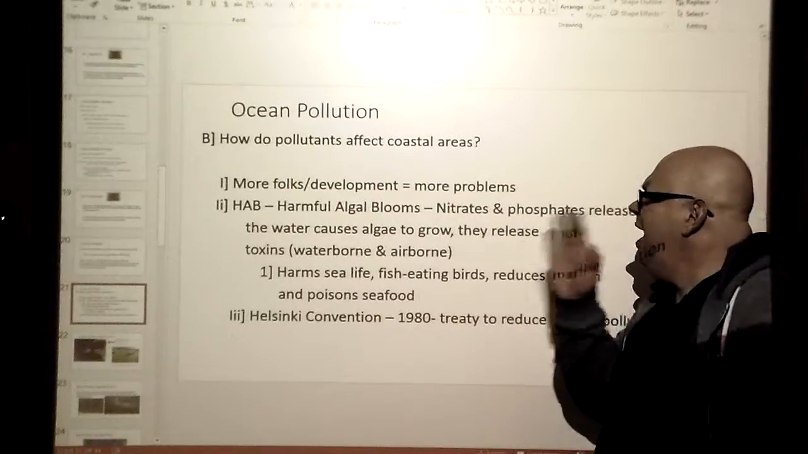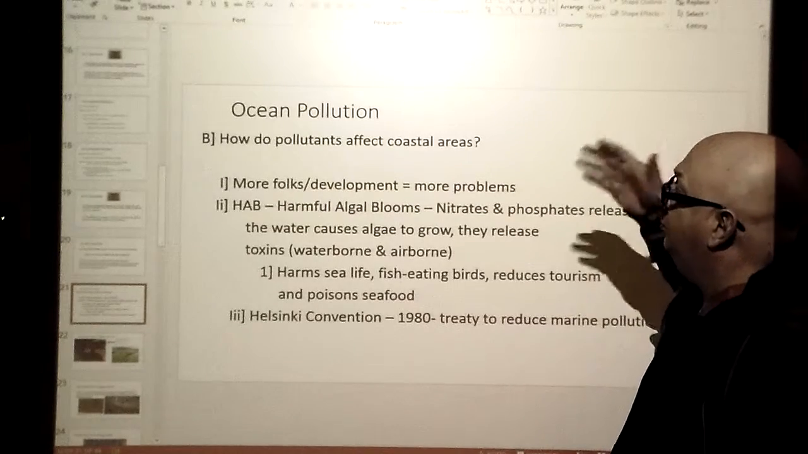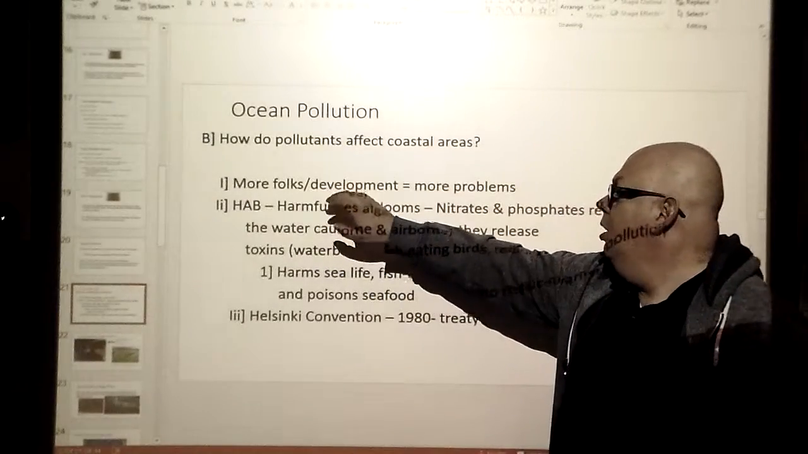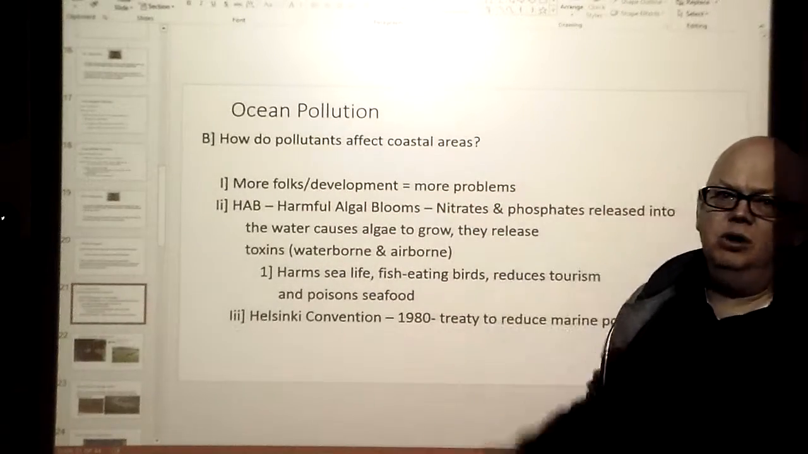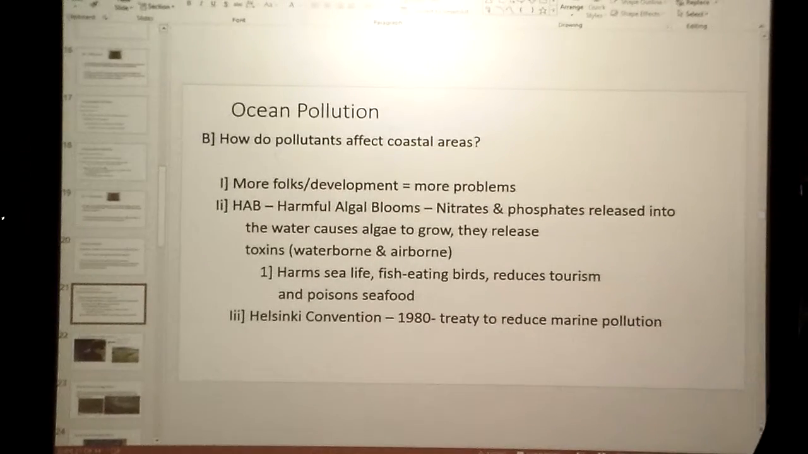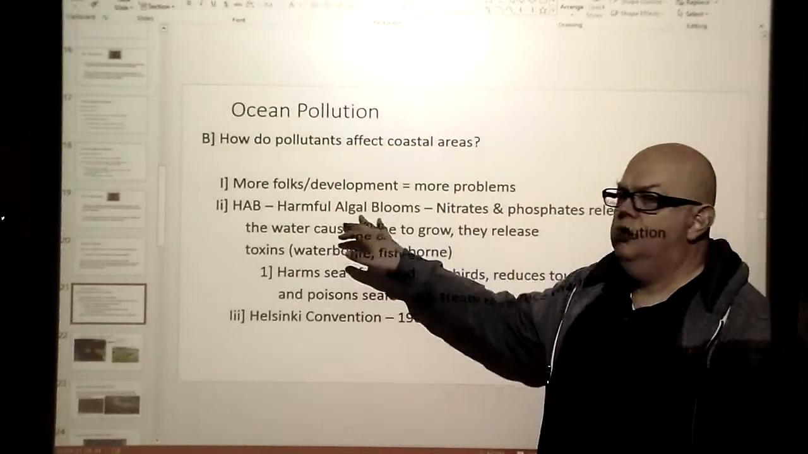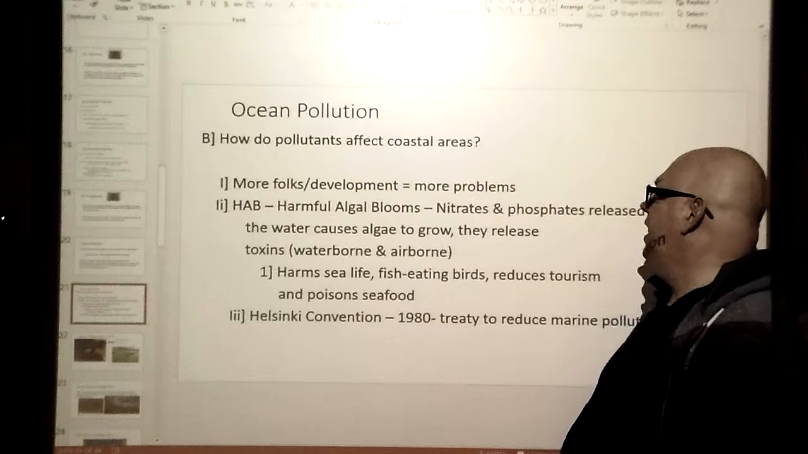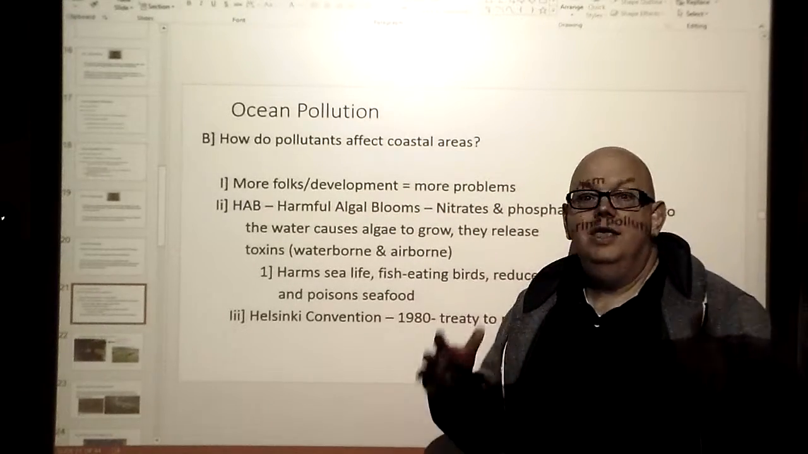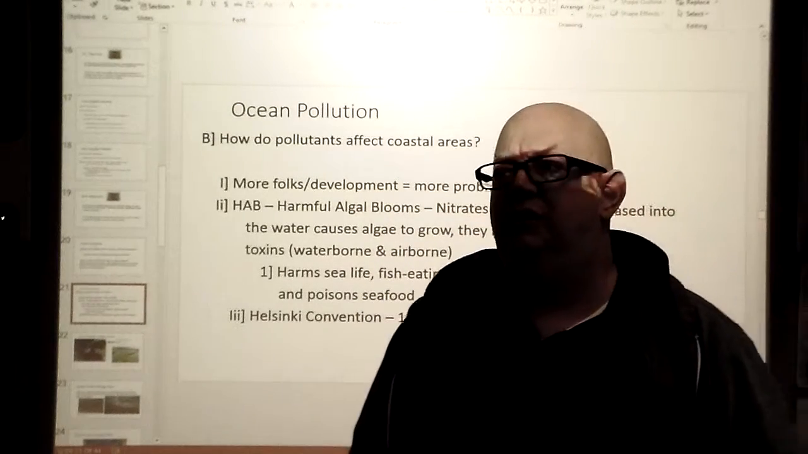Now, we have to look at coastal areas. How do the pollutants affect the coastal areas? Well, when you have more folks, more people, more development, guess what? You're going to have more problems. That's when you start looking at harmful algal blooms, HAB. Algal is another way of saying algae. Nitrates and phosphates released into the water cause algae to grow. You know why? Because it's a natural resource for them. It's a natural building material for them.